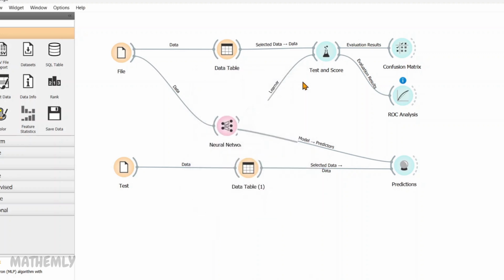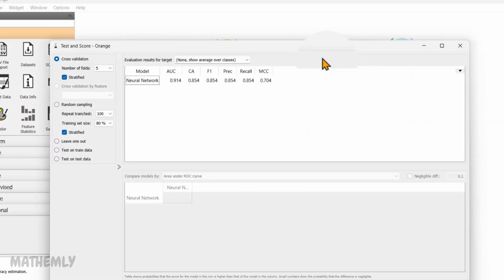After training the neural network model, we have connected it to the test and score widget to evaluate its performance. Here we see several important metrics. Area under the curve is 0.914, which tells us how well the model can distinguish between patients with and without heart disease. A value closer to 1 means excellent discrimination.